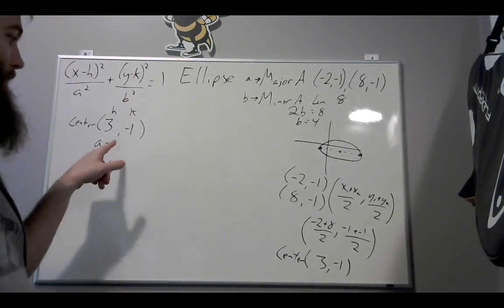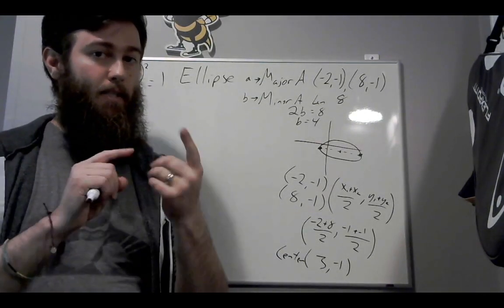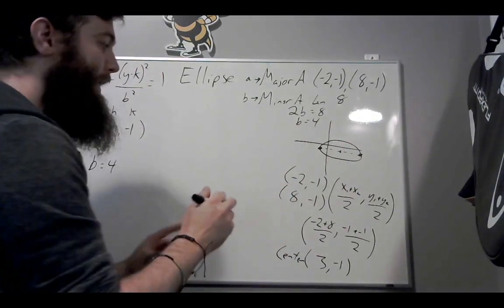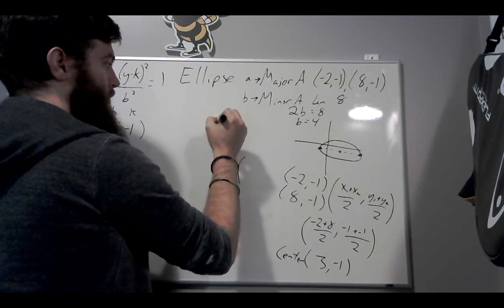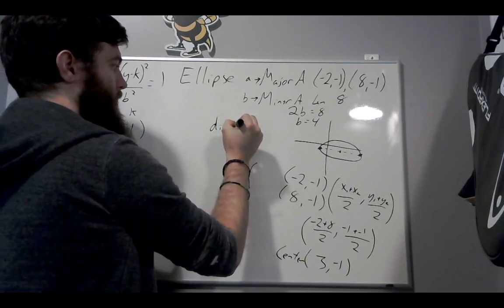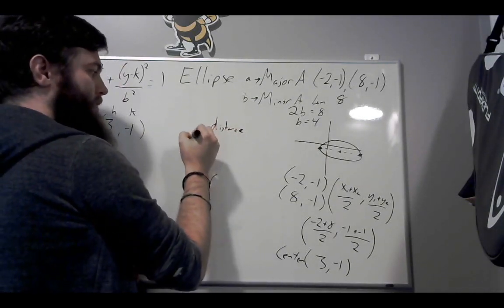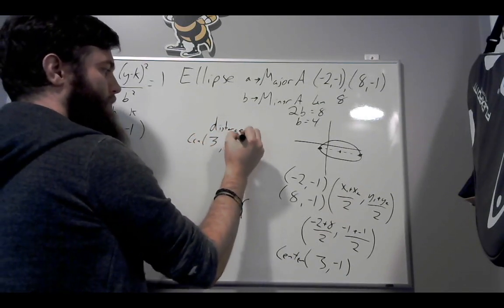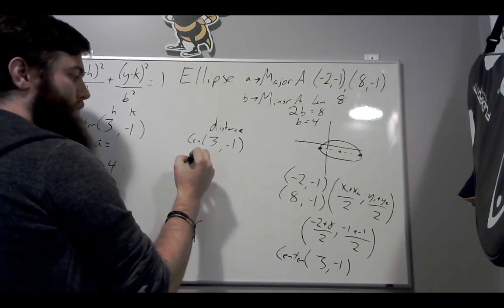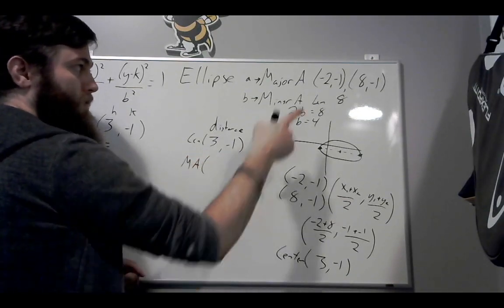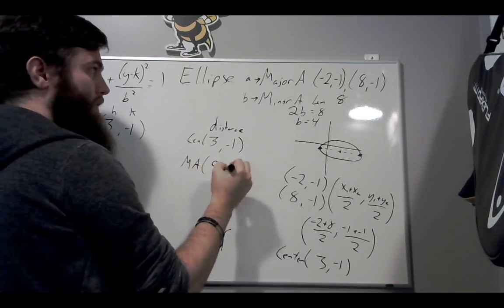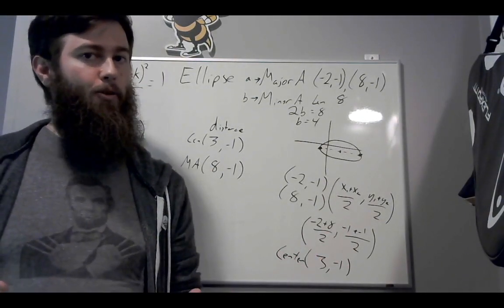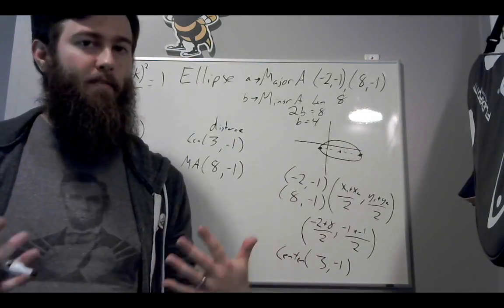So I need to still find a. And a is the distance from the center to one of those major axis endpoints. So I need to find the distance between my center, which was at (3, -1), and my major axis endpoint, which was, let's pick one of them, I'm going to use (8, -1). It doesn't matter which one you pick. Just make sure whatever value you get is going to be a positive value.